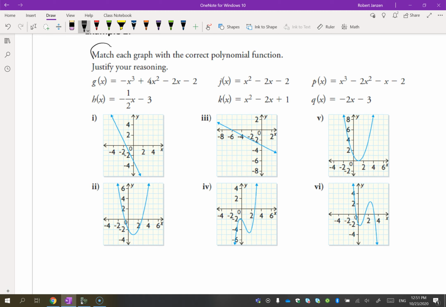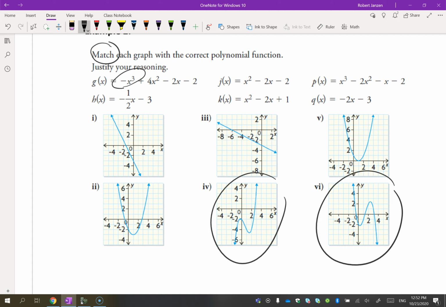So here we're supposed to match. We're going to use the information from the equation to see if we can put it into the graph. Okay? So where do you start with this? Well, here we have an x cubed. Which of these graphs is an x cubed? Well, these two are. Which one of these is the correct graph? Well, you have a negative x cubed, so that tells you that it's going to be the last one.